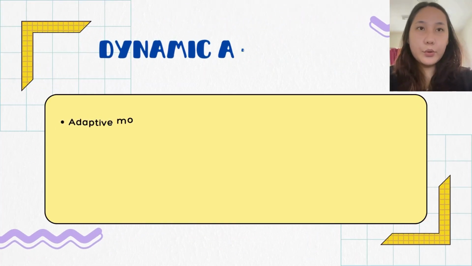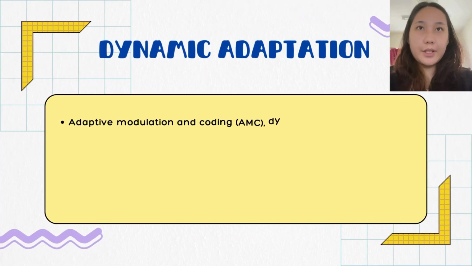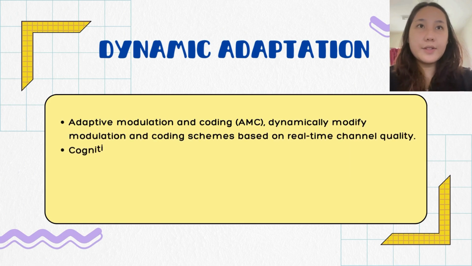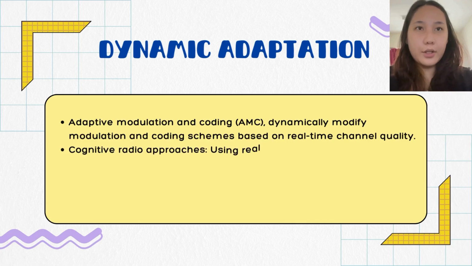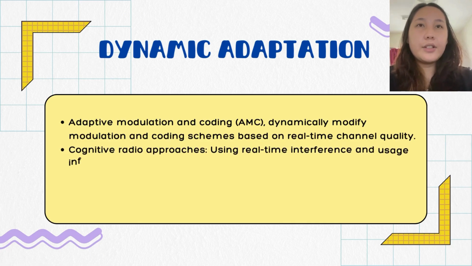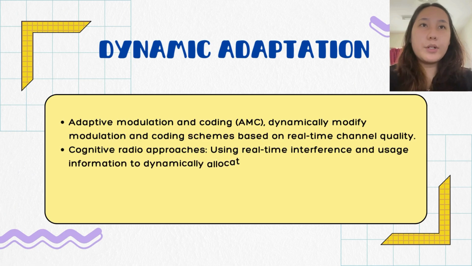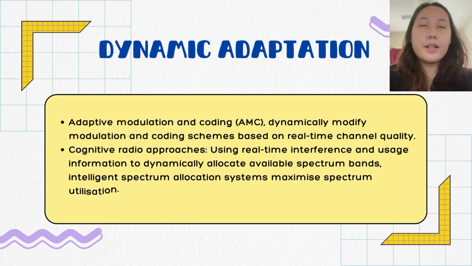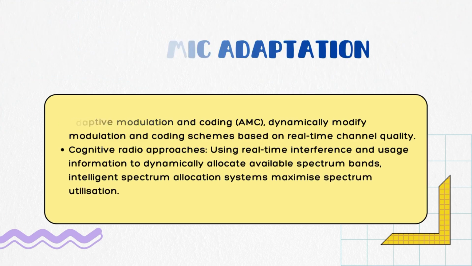The last step to improve the system is having dynamic adaptation. First, adaptive modulation and coding, AMC, dynamically modifies modulation and coding schemes based on real-time channel quality. Second, cognitive radio approaches, using real-time interference and usage information to dynamically allocate available spectrum bands. Intelligent spectrum allocation systems maximize spectrum utilization.